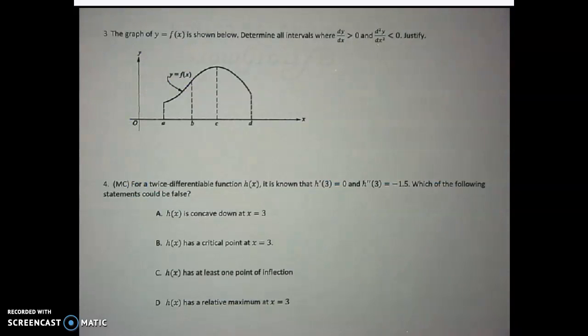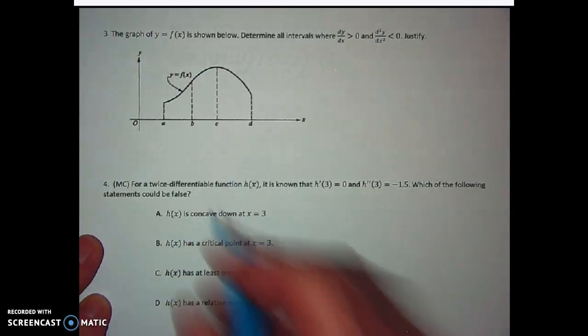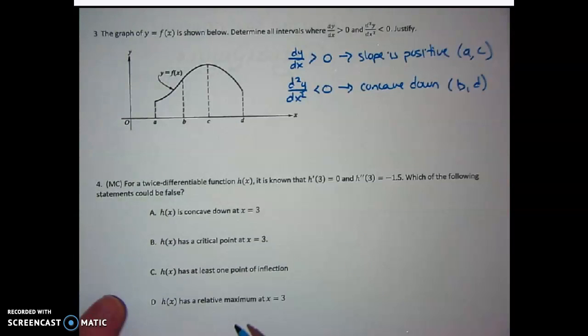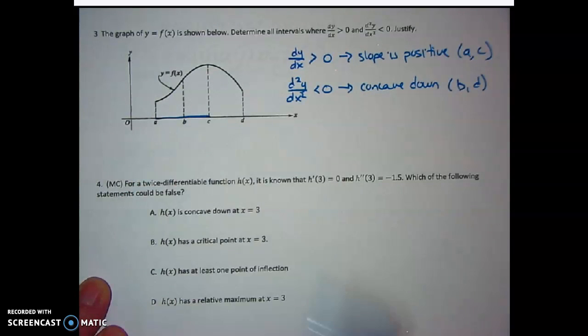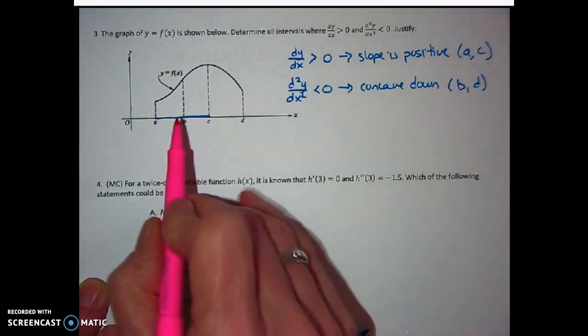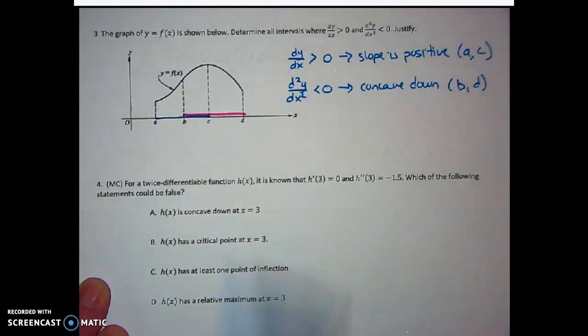The graph of f of x is shown. Determine the intervals where the first derivative is positive, that means the slope is positive, and the second derivative is negative, which means it's concave down. So where is it both increasing and concave down? So the function has a positive slope from a to c. It's concave down from b to d. Therefore, both of those things occur in the interval of b to c.